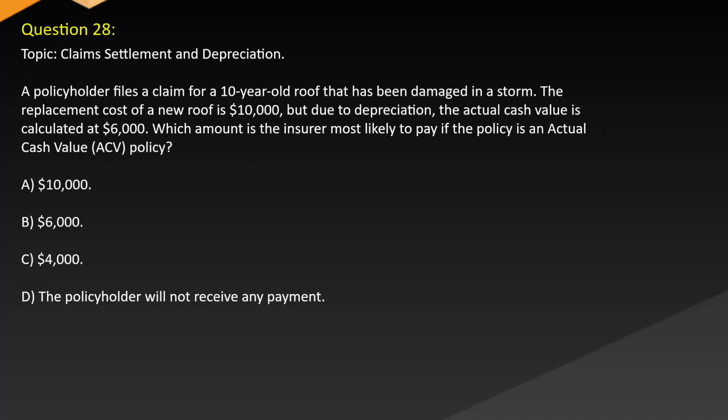A policyholder files a claim for a 10-year-old roof that has been damaged in a storm. The replacement cost of a new roof is $10,000, but due to depreciation, the actual cash value is calculated at $6,000. Which amount is the insurer most likely to pay if the policy is an actual cash value (ACV) policy? A. $10,000. B. $6,000. C. $4,000. D. The policyholder will not receive any payment.